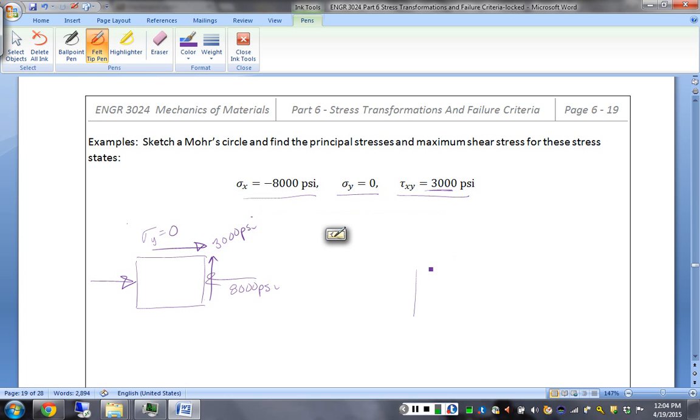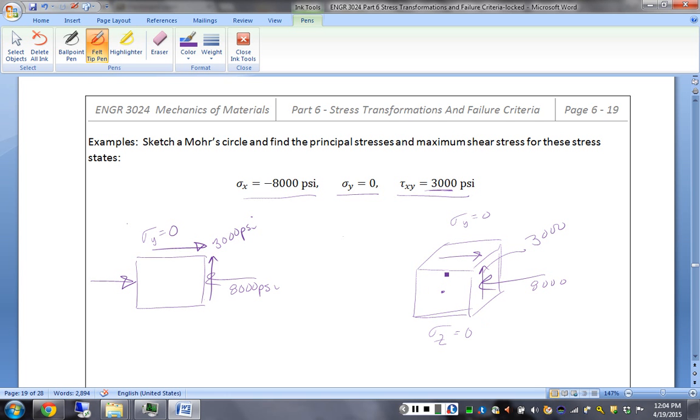If instead we drew this on our three-dimensional block of material, you have sigma x, sigma y is 0, and a shear stress of 3,000, and the third, sigma z, is 0 as well.